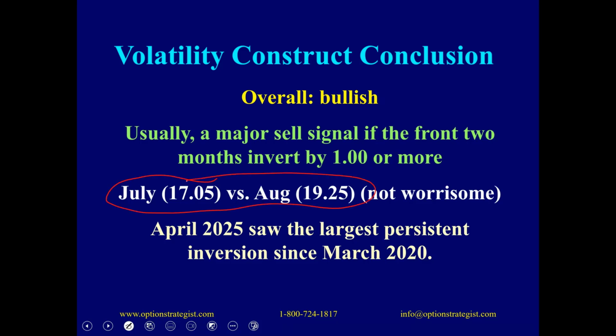The CBOE on their futures website has delayed prices, but right now July's at 1705, August is at 1925. That's a big premium, so no worry there at all. But if July were to rise and start to trade higher than August, then you would become worried. The last time we saw anything like that was April, but prior to that, we really hadn't seen it much since the pandemic back in March of 2020.